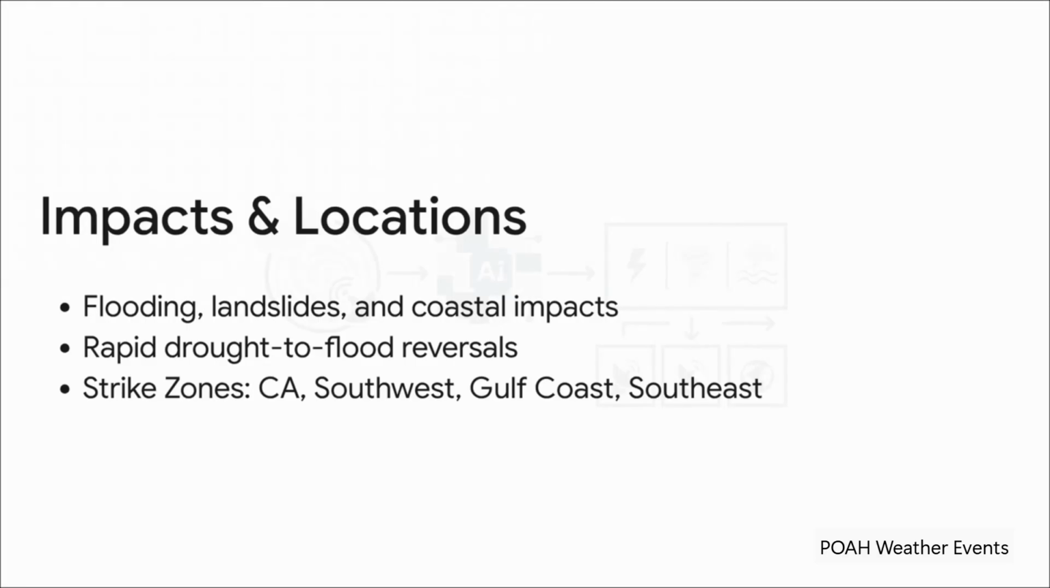The key takeaway here involves the geological impacts and the specific locations. We are looking at significant flooding, massive landslides, severe coastal impacts, and incredibly rapid drought-to-flood reversals. And we're not skipping any of these regional targets. The data points specifically to California, the American Southwest, the Gulf Coast, and the Southeast. These are the exact zones that need to be heavily monitored during that winter window.